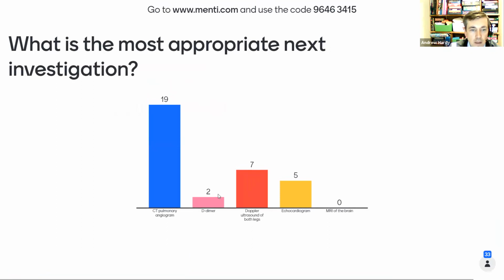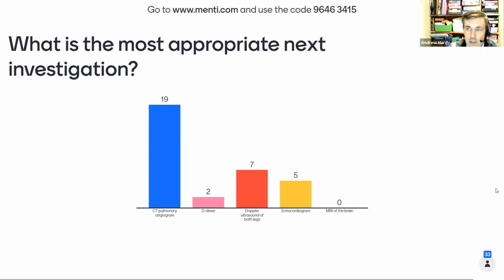They all agree that D-dimer is not indicated in pregnancy, because pregnancy can cause an elevated D-dimer. Now, I agree in real life, we may well do a D-dimer because if it's normal, it's helpful. But the guideline says don't do it because it's got a low positive predictive value.